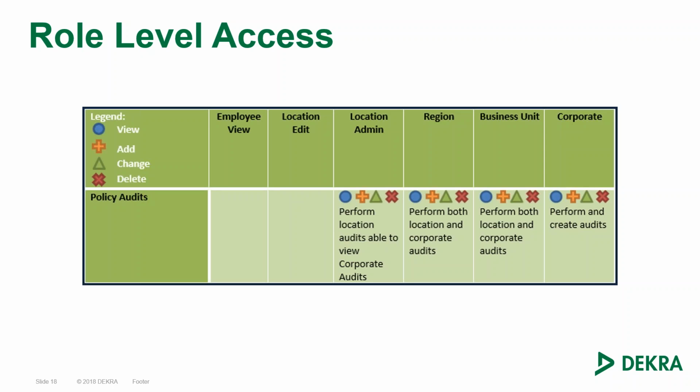The next role level is business units, and they can perform both location and corporate audits, and then region can perform both location and corporate audits, and then location admin can perform location audits, and they are able to view the corporate audits, so they cannot go in and actually pull those up and do them. Now you notice that we do not have employee view or location edit, so they cannot do pretty much anything in the policy audit section, but they can do a policy audit by doing a paper version, but somebody in a higher role level will have to enter that into the system.